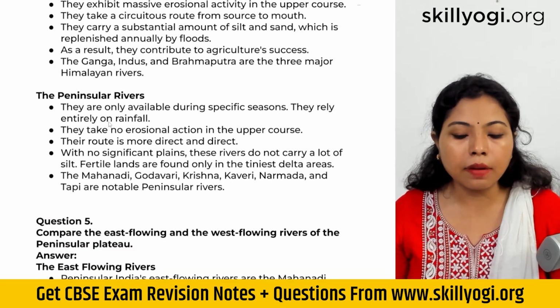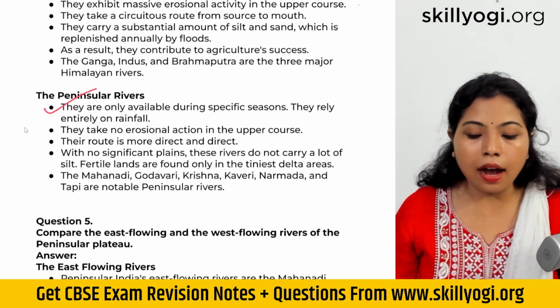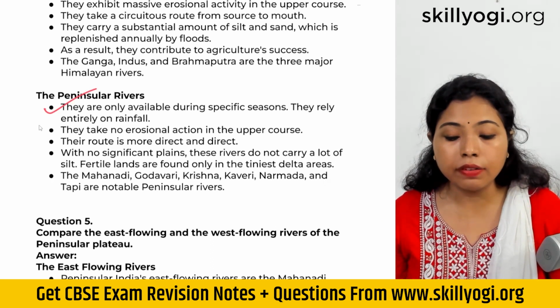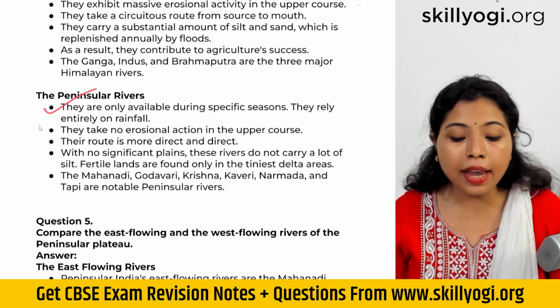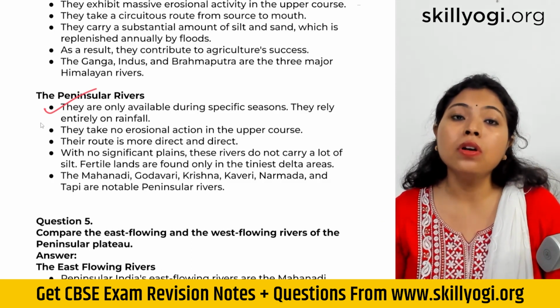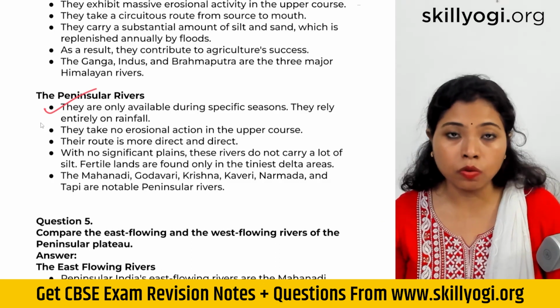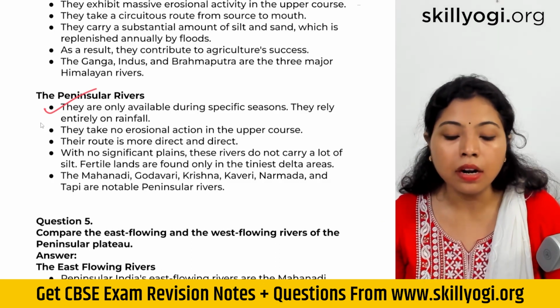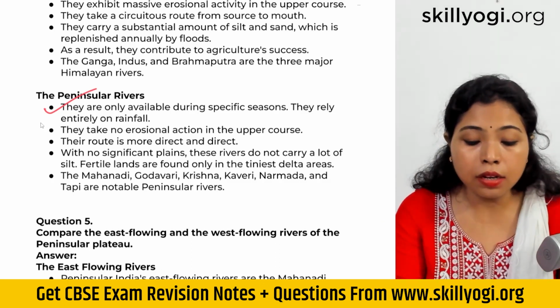But for the Peninsular rivers, their water is only available during a specific season. They rely entirely on rainfall. So the source of water of Peninsular rivers depends only on the rainfall.